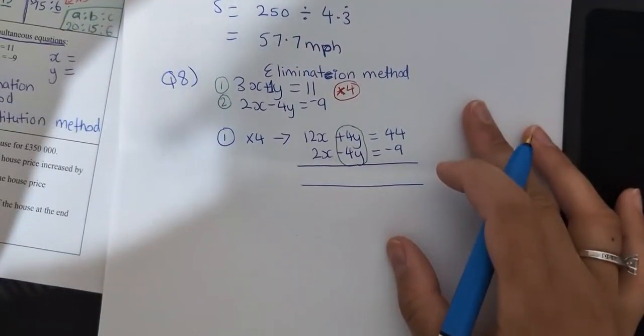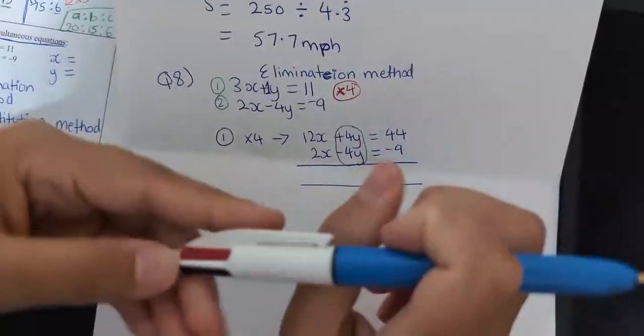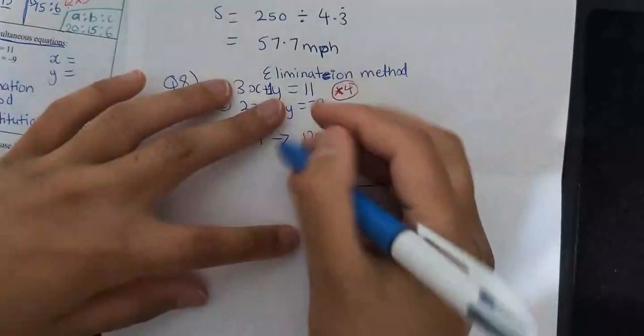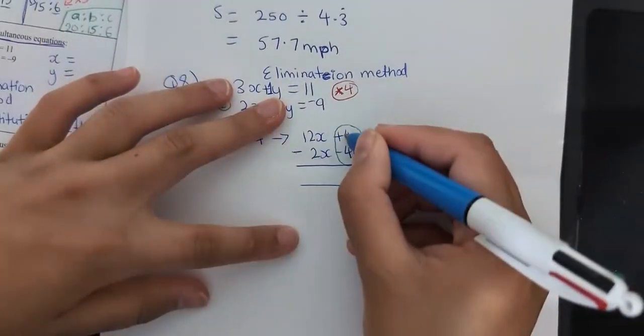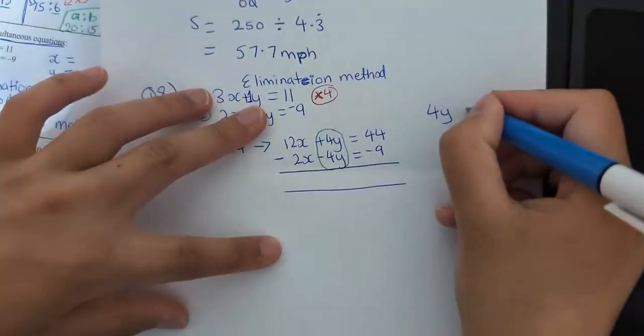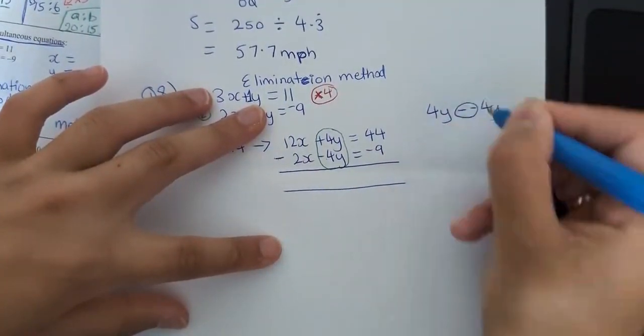Okay, so it won't be subtract, Erita, because if we subtract these two equations, I'll show you what happens. So we've got plus 4y. If I take away a negative 4y, if I do that here, then what's going to happen with these two in the middle?